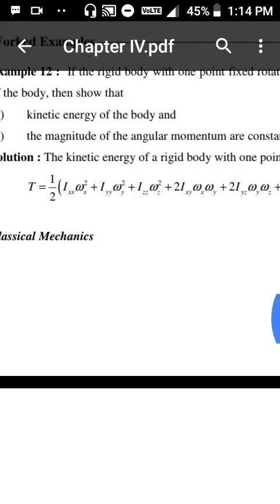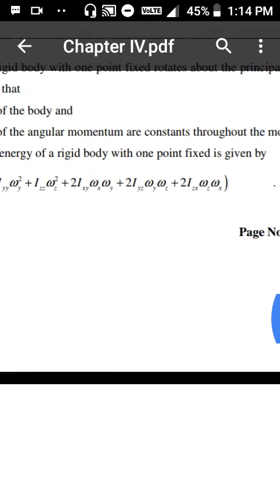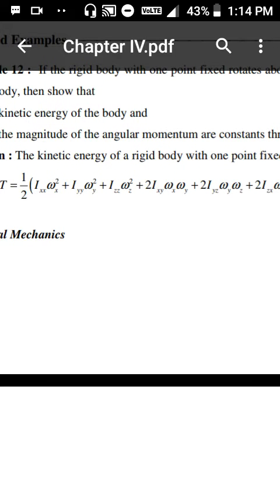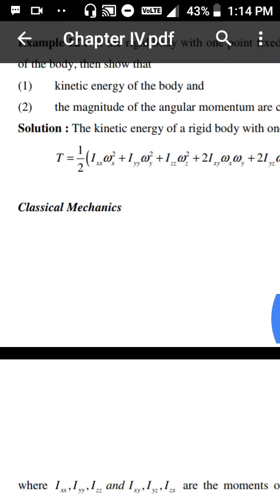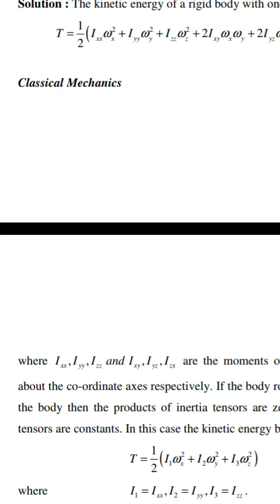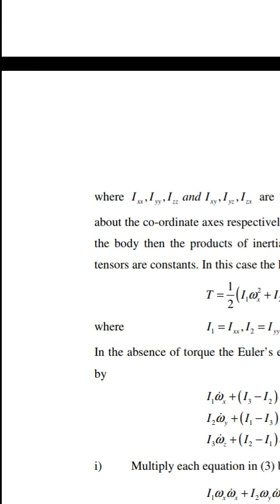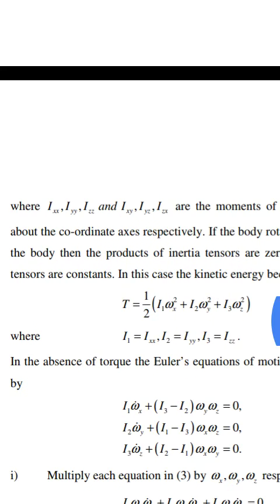The kinetic energy of the rigid body with one point fixed is given by T is equal to 1 by 2 [Ixx wx square plus Iyy wy square plus Izz wz square plus 2 Ixy wx wy plus 2 Iyz wy wz plus 2 Izx wz wx], where Ixx, Iyy, Izz and Ixy, Iyz, Izx are the moments of inertia and the products of inertia about the coordinate axes respectively.